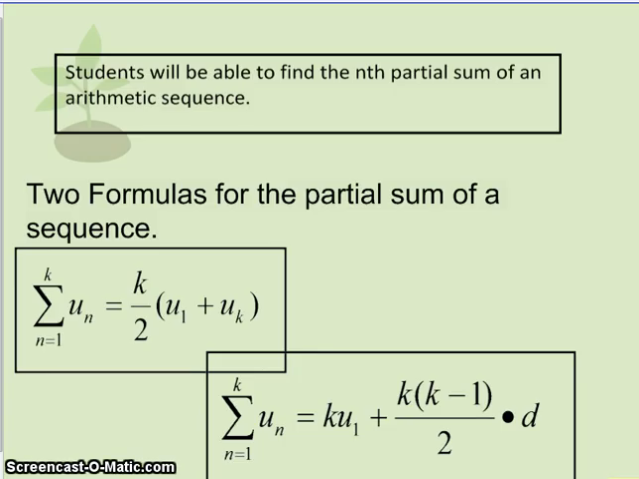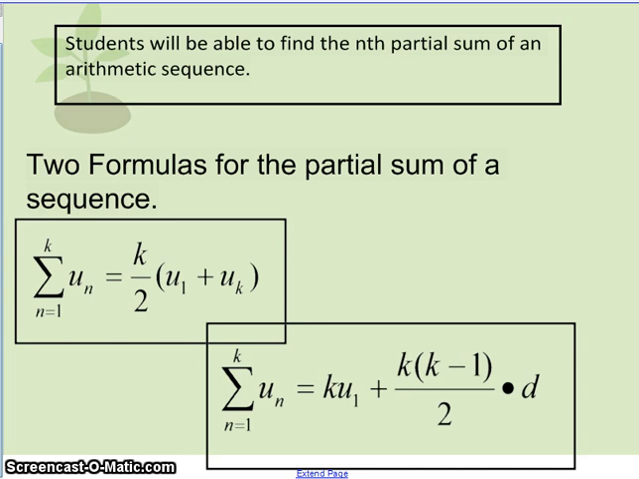All right, so here we have 2 different formulas for finding the nth partial sum of an arithmetic sequence. Make sure you have these both in your notes. They both work, and they both arrive at the same answer, but depending upon what you know in a problem, one might be easier than the other. Pause the video, make sure you have these both in your notes.